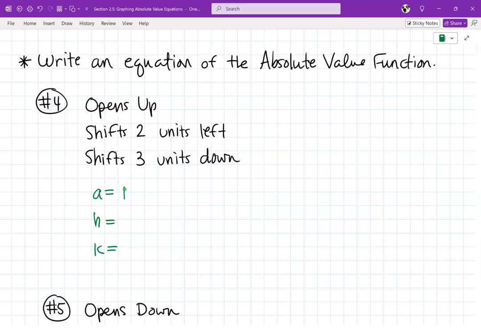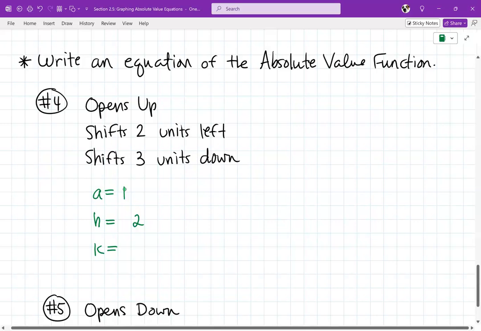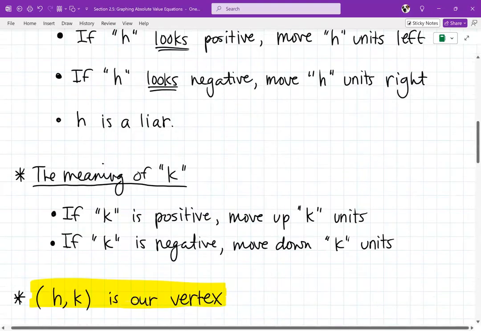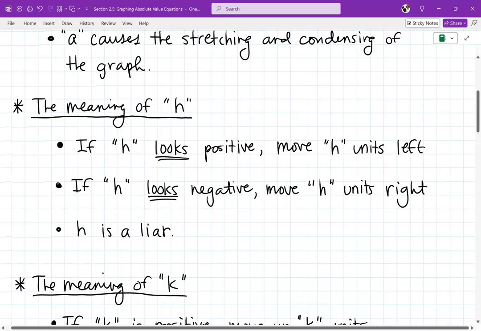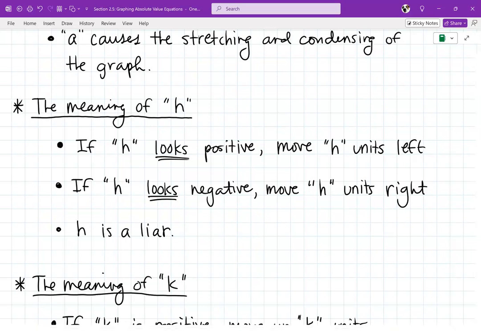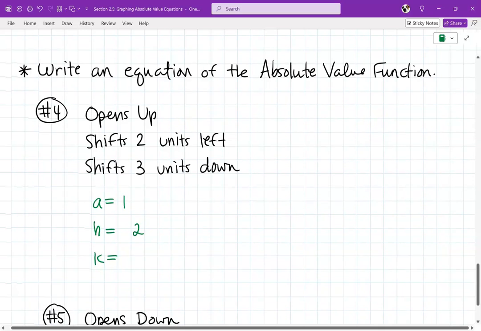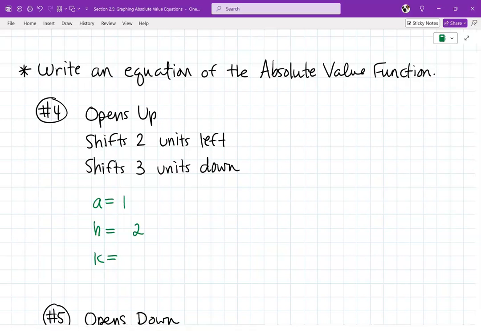So I know it's a 2, but is it positive or negative? Negative? Positive. Look at the definition that I said. Let's go all the way up here. If it is going to the left, it looks like a positive number. That's when it goes left. If it goes to the right, it's going to look like a negative number, right? So it says 2 to the left, so it should look positive. If it would have said 2 units to the right, it should look negative.